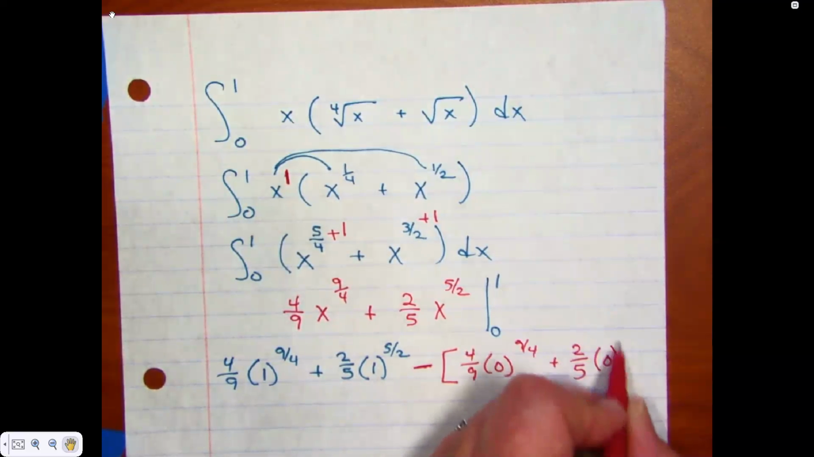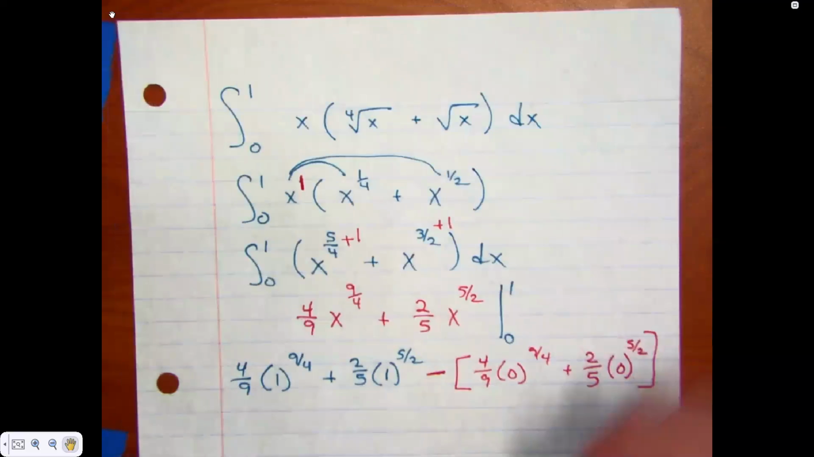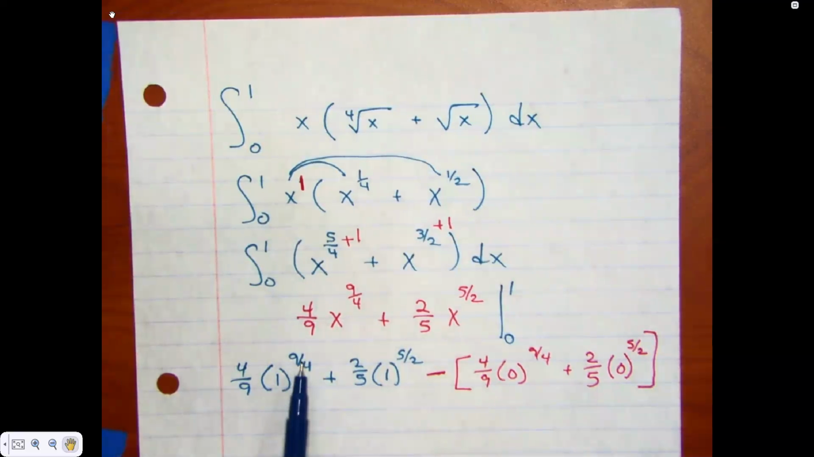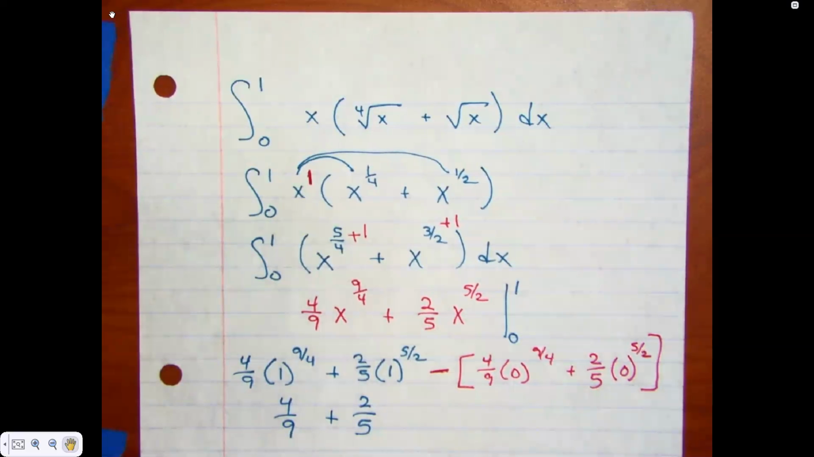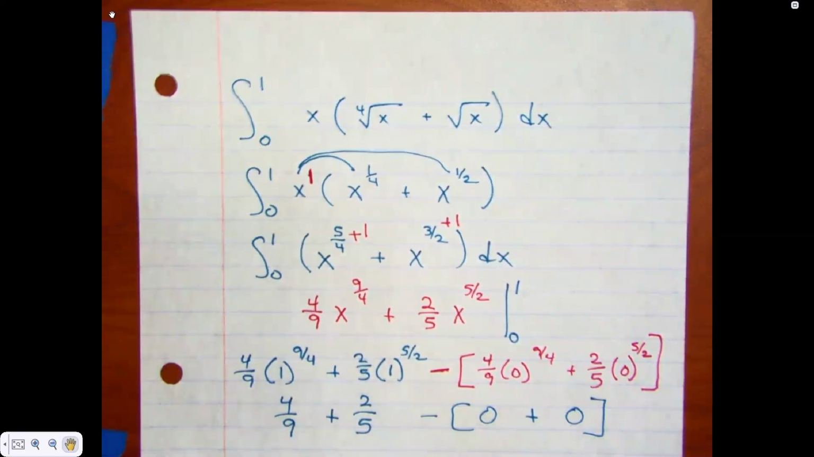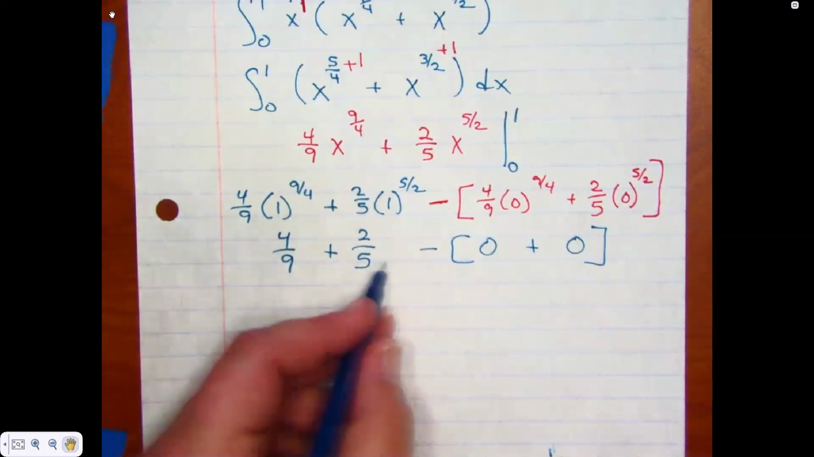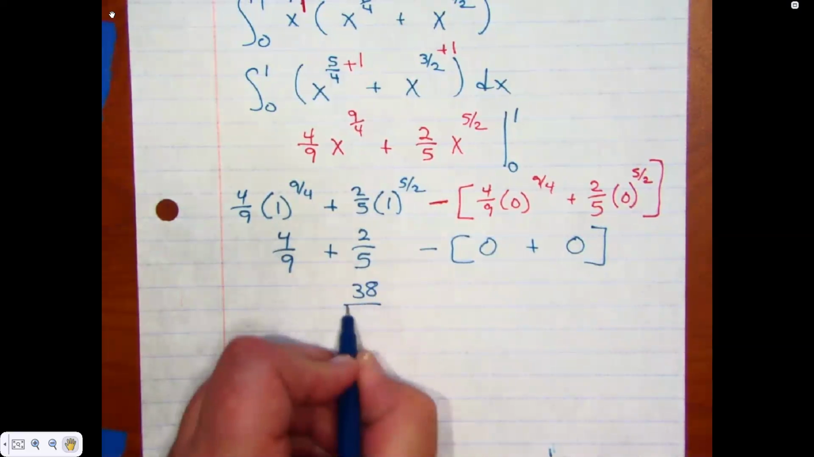Now we get kind of lucky because what is 1 to any power? That's still going to be 1. So 1 times 4/9 is 4/9. 1 to the 5/2 power, still 1. So 1 times 2/5 gives us 2/5. And we even get more lucky because what is 0 to the 9/4 times 4/9? All of that is 0. So minus 0. And then same thing here, all of this is 0. So we don't even worry about that. So 4/9 plus 2/5. You do have to get a common denominator, so 38/45.